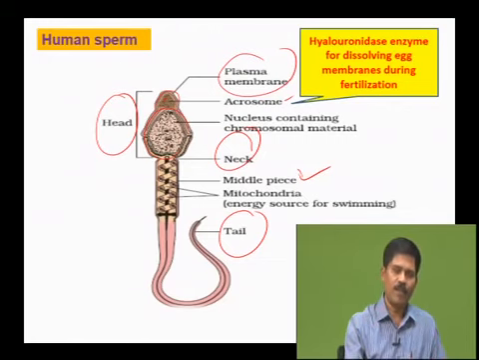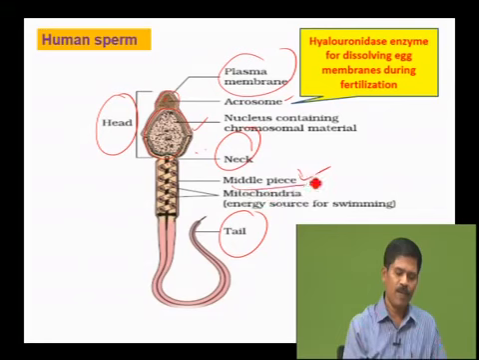Then the neck region. The function of the neck region is to connect the head with the middle piece. The neck region consists of 2 centrioles, the proximal centriole and the distal centriole. The distal centriole continues with, or attaches to, the axial filament.